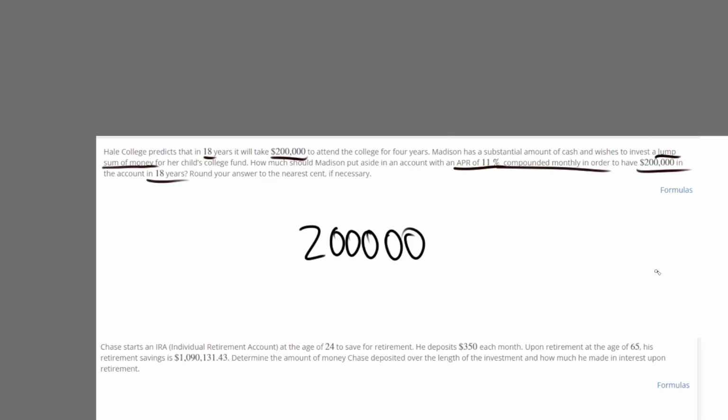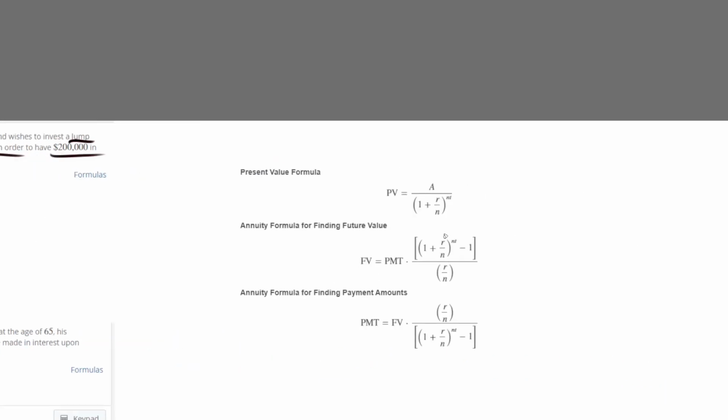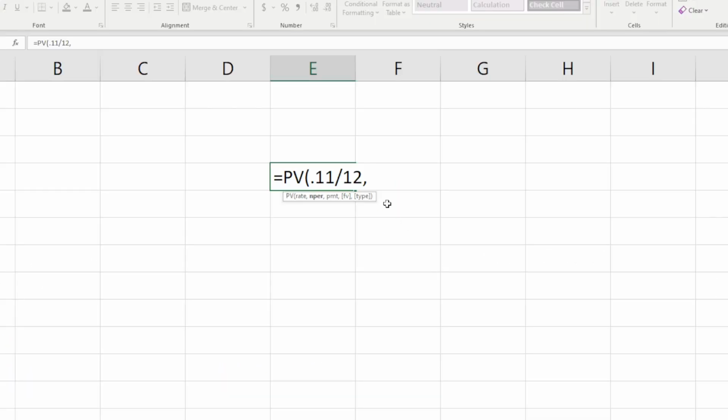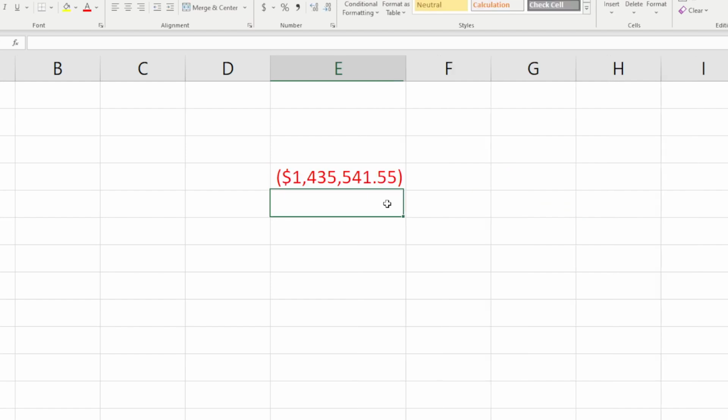And if you remember, we have 18 years and monthly. And we are using the present value formula. So we are going to need the negative NT this time. So negative 18 times 12. And then the payment is going to be 0 because we don't have a payment here. We know the future value is going to be $20,000 because that's how much we want. And I usually leave the last part blank. You don't need to worry about the type.